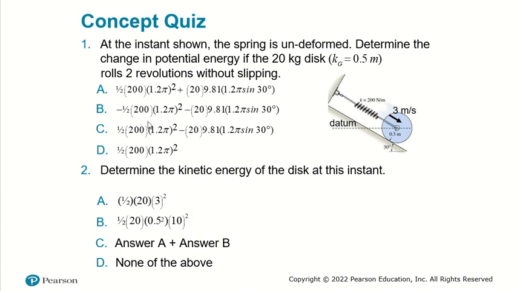The rest of them are kind of not right. This one you can just get rid of because you don't even have the change. Change always is between the final and initial, so you can get rid of A and D right away. So you're left with B and C. So when you take a look at it, B has a minus. So all the potential energy change is positive. So that's how I chose.